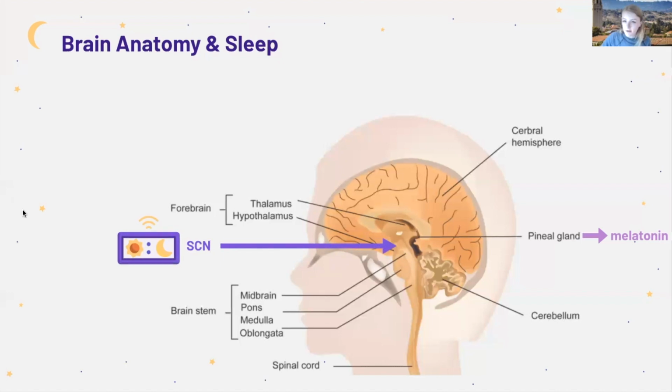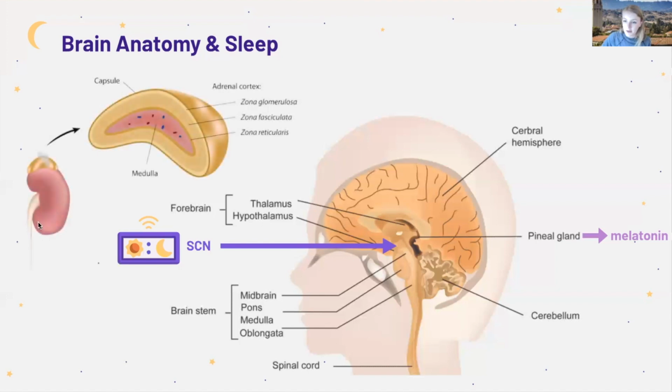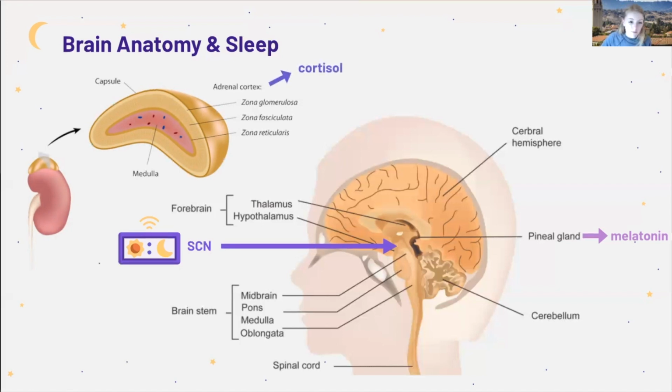Another hormone that's important in sleep is cortisol. Cortisol is produced in the cortex of the adrenal glands. They sit atop the kidneys and produce cortisol. Cortisol modulates the chronic stress response and contributes to wakefulness. So this is why it's really hard for us to sleep when we're stressed out, because of our cortisol levels.